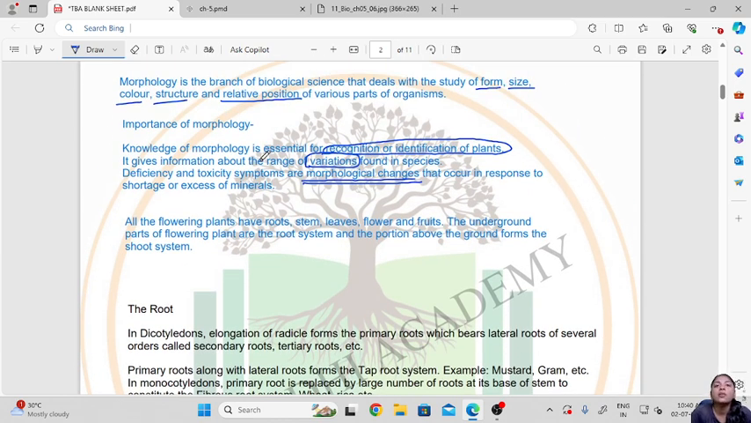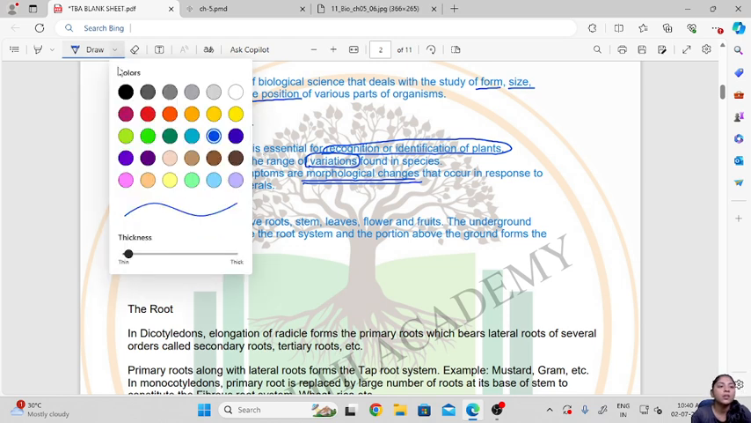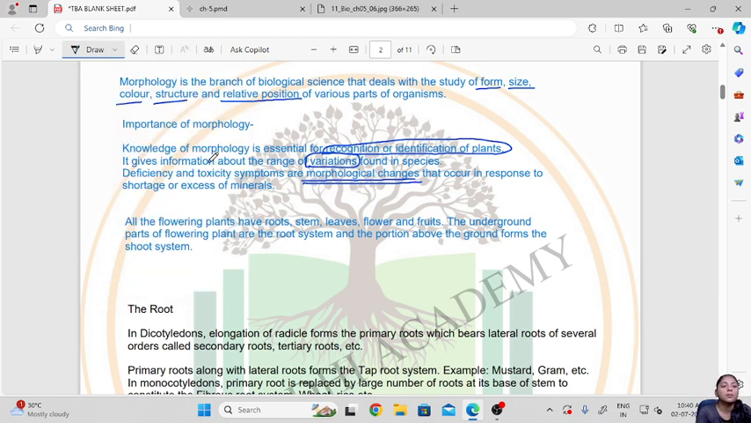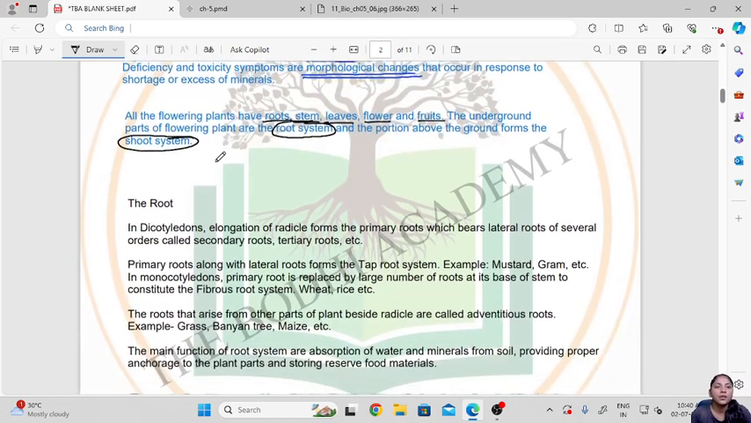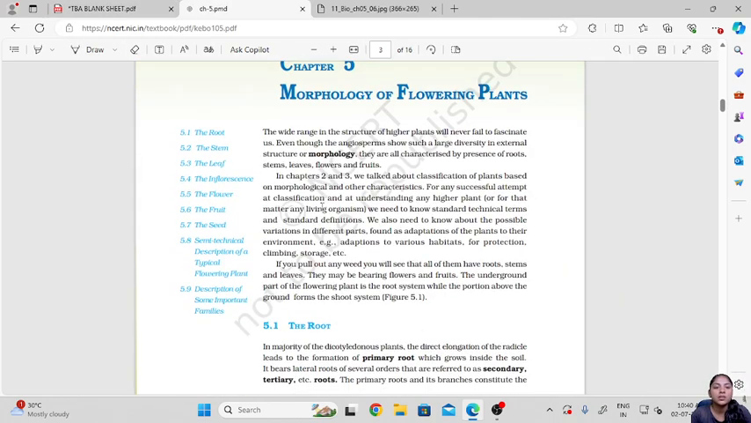Now, all the flowering plants have these common structures that are roots, stem, leaves, flower and fruit. So, all the flowering plants have roots, stem, leaves, flower and fruit. The underground part of the flowering plant is called the root system and the above ground part is called the shoot system. Okay. Now first let us see the root system.